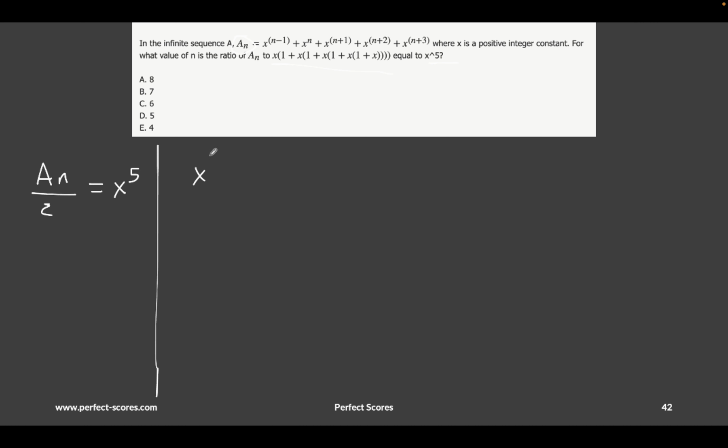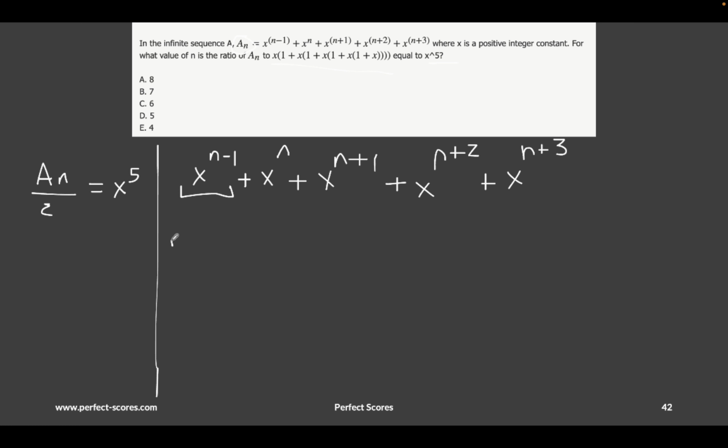I think we can first set up the algebraic part and then we can think about plugging in numbers. So you got x to the power n minus 1 plus x to the power n plus x to the power n plus 1 plus x to the power n plus 2 plus x to the power n plus 3, right? So that's what it is. Now I think there is room for some algebraic manipulation here. So what I can do is take out x to the power n minus 1 so that I can make it look like this one here.